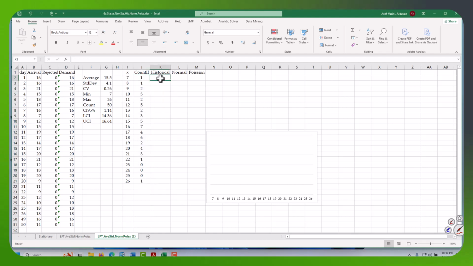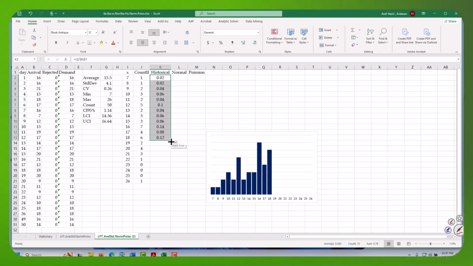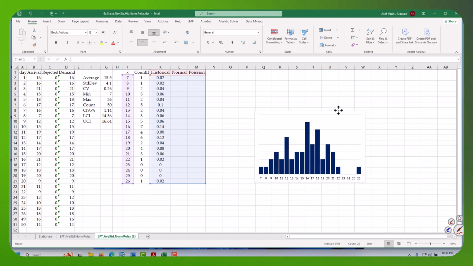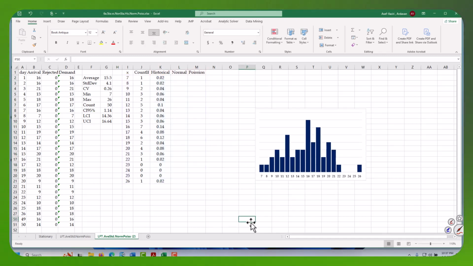And if I divide each one by count and lock it, I will get the percentages. And this is my distribution. I want to know how close it is to normal distribution and Poisson distribution.